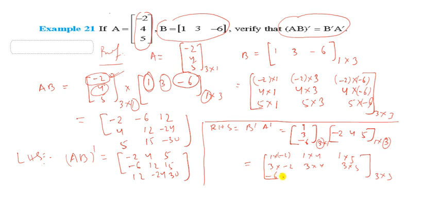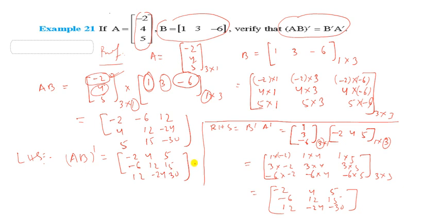This is minus 6 multiplied by minus 2, and this one will be minus 6 multiplied by 4, and this is minus 6 multiplied by 5. So look at this, minus 2, this is 4, this is 5, minus 6, this is 12, this is 15, this is 12, minus 24, and minus 30.